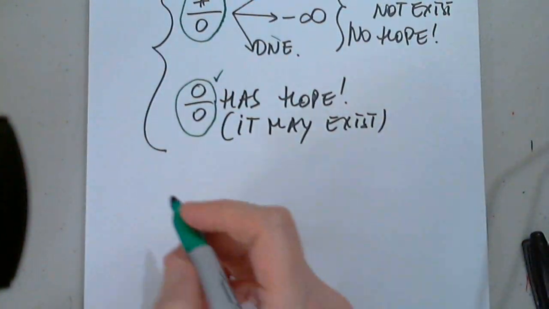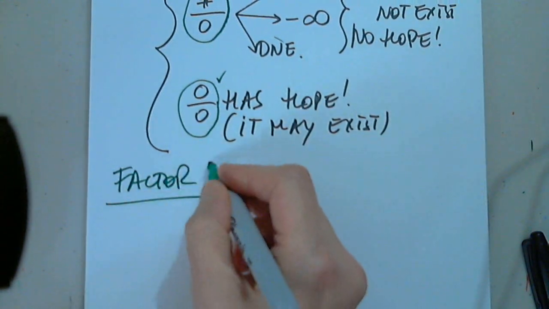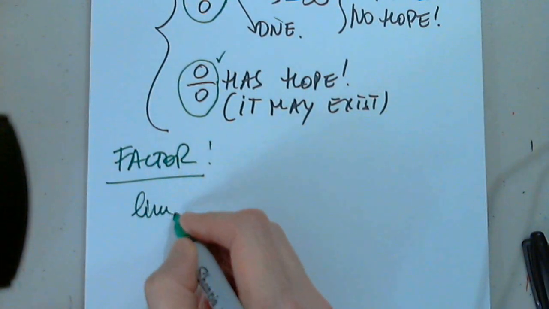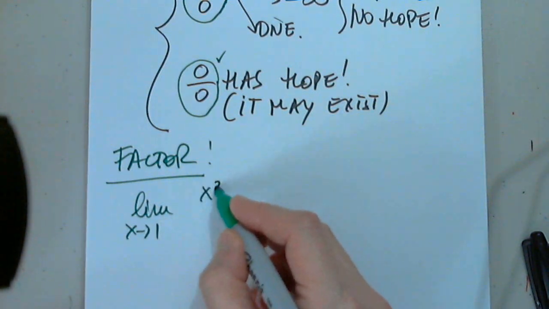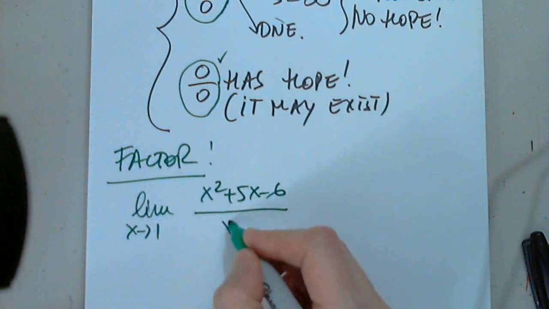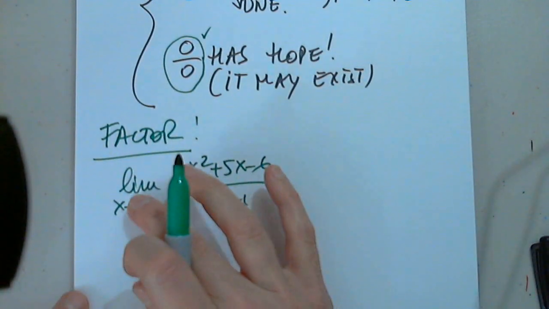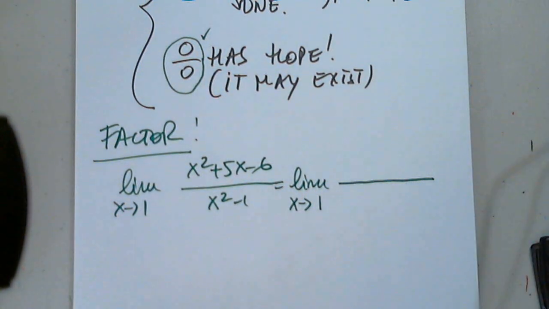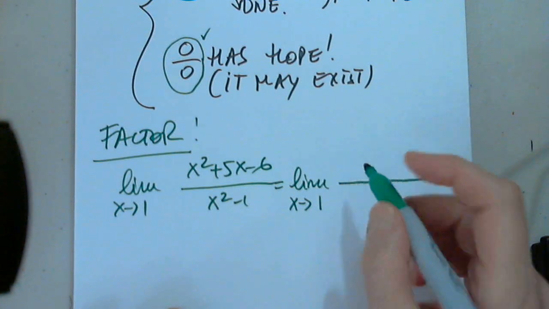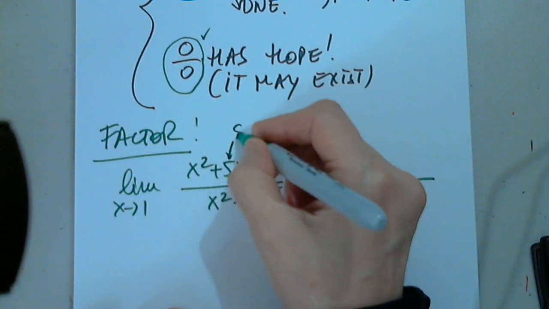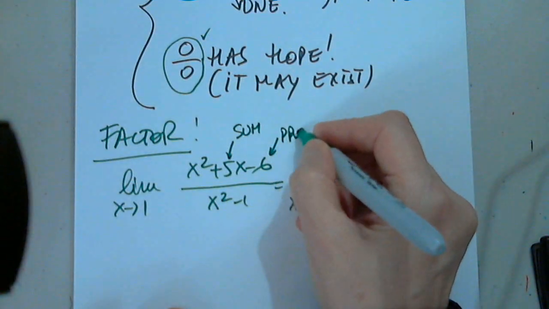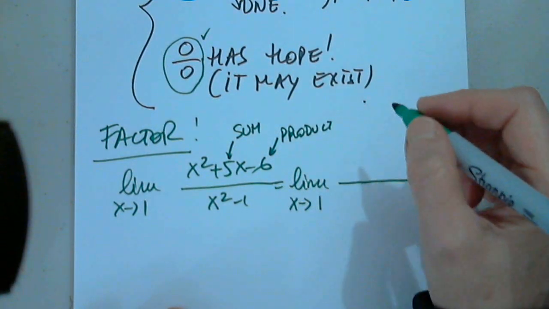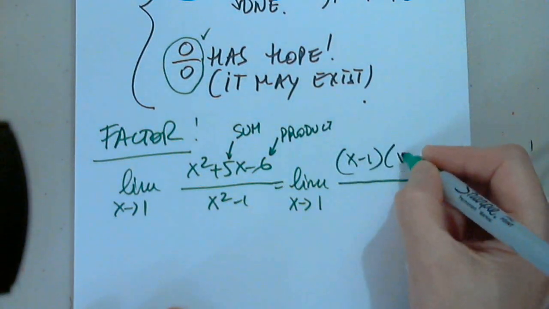And let's factor the numerator and the denominator. So I'm going to copy the problem one more time here because I don't have enough room. So x squared plus 5x minus 6 over x squared minus 1. Do not drop the limit operator. We have not applied it yet. So can anyone factor the numerator for us? Careful, this is the sum, and this is the product. So x minus 1, x plus 6. Excellent.